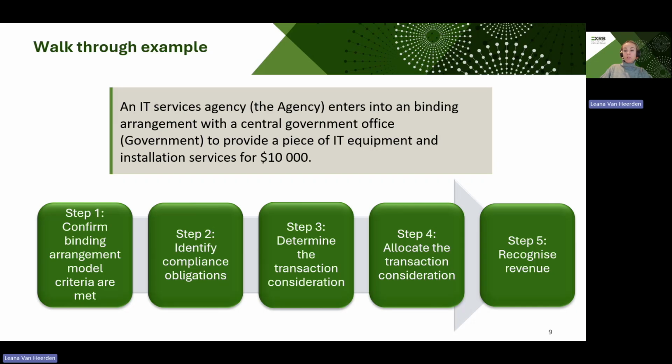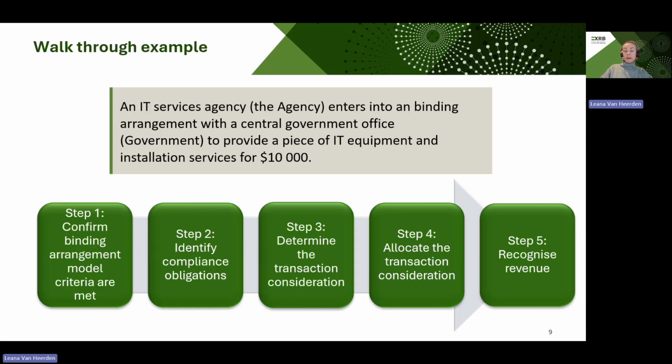Step 3 is to determine the transaction consideration. In our example, this is the $10,000. Per step 4, the transaction consideration should be allocated to the compliance obligations on a stand-alone value basis. We'll assume the equipment has a price that it trades for in the market of $9,000, and the installation services are allocated the residual amount of $1,000.